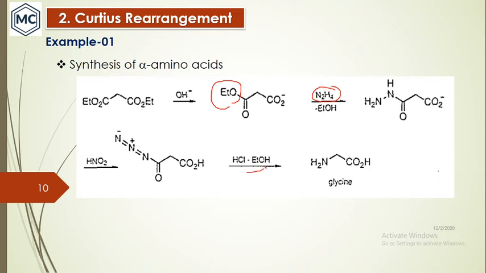This is the Curtius reagent, and here we are using HCl and ethanol, and you get this rearrangement. The carbonyl is usually removed, so you get CO2H and NH2 directly linked with this N, and NH2, that's glycine.